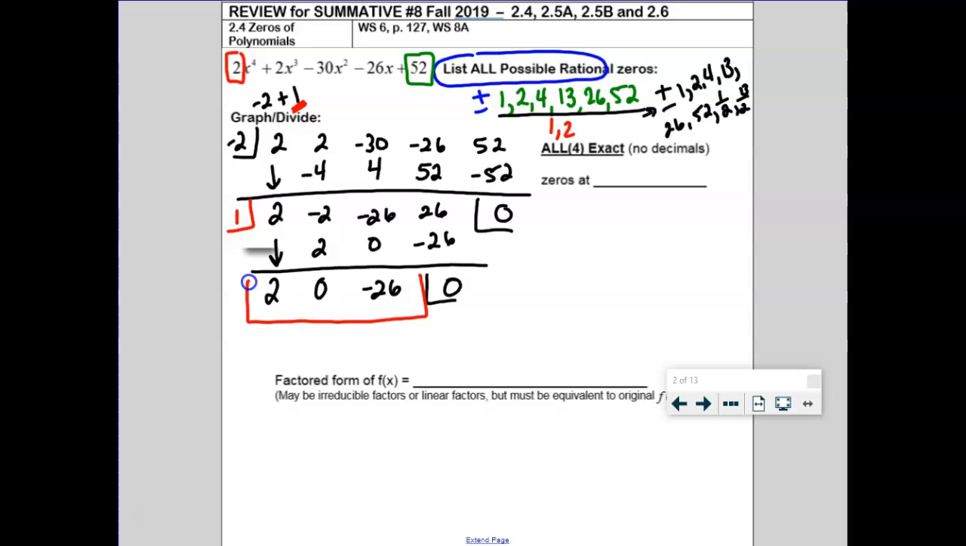Okay. So it doesn't matter if you did 1 first? It doesn't. You'll still get the same final depressed polynomial. By the way, those are just coefficients. I need someone to translate that to me. What does that say? 2x squared. Yeah. Minus 26. Right. Cool.